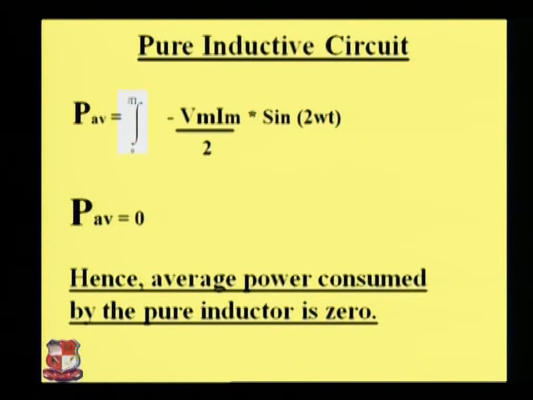The value of sin 2 pi is 0, and the value of sin 0 is also 0. So ultimately we get minus Vm Im by 2 into 0. All the terms become 0. So ultimately we prove that the average value of power in a pure inductive circuit is always 0. So for a purely inductive circuit, the power is 0.